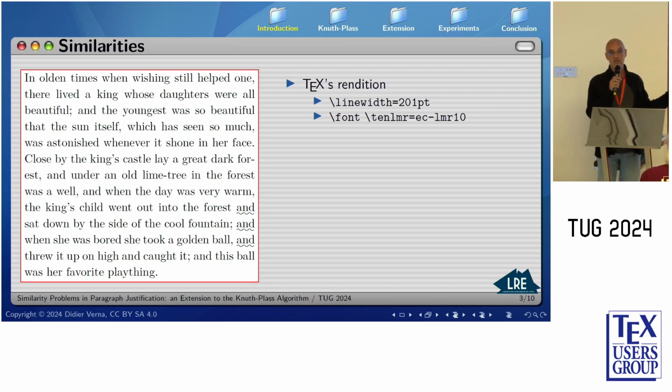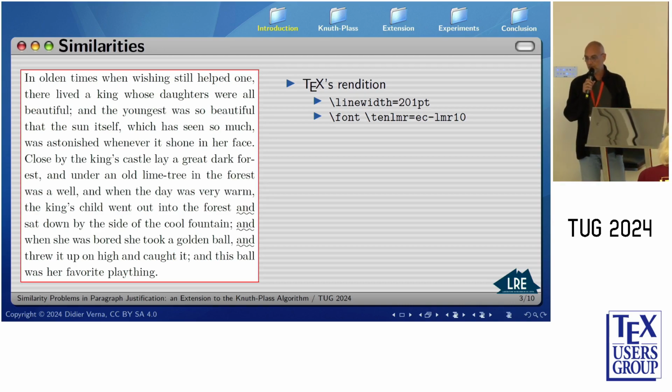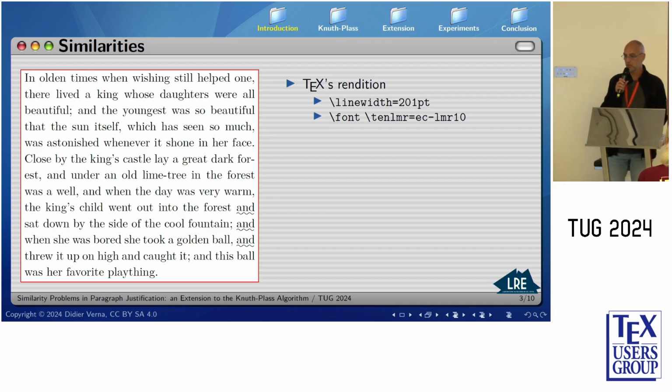Okay, so this is the actual result. This is an emulation of the Knuth-Plass algorithm, which is done with my experimental typesetting algorithms platform that I demonstrated last year. But this is exactly how TeX would render this paragraph for a paragraph width of 201 points, and with the Latin Modern Roman font at a 10-point design size. Okay, so this is the actual result of the TeX formatting.